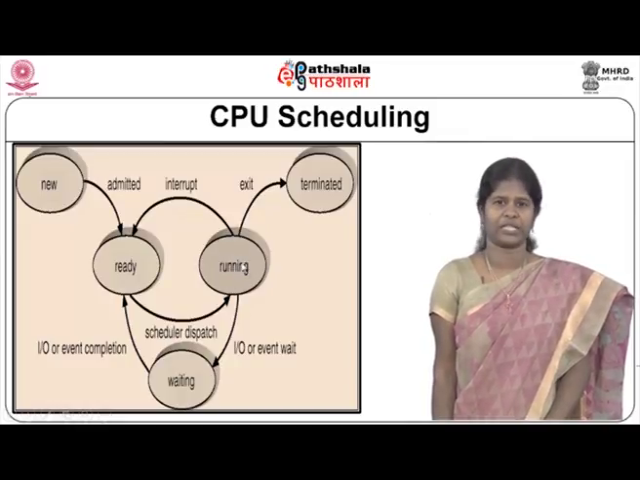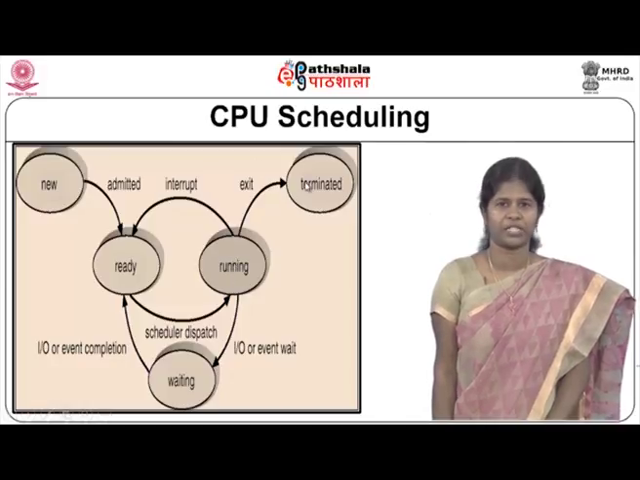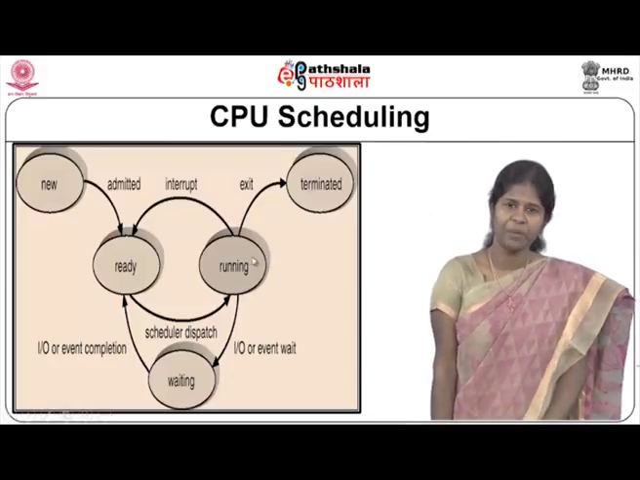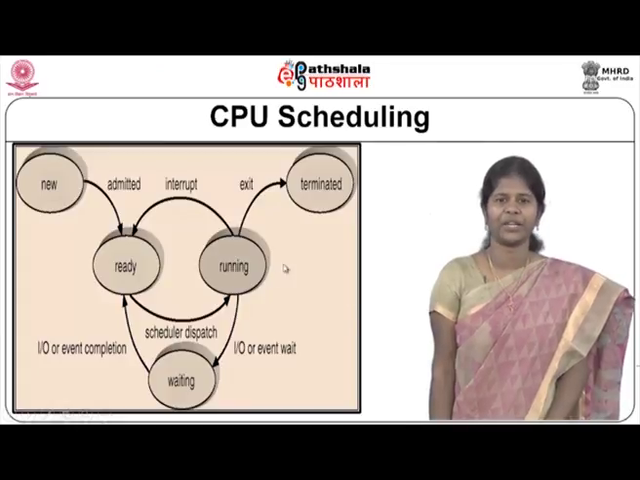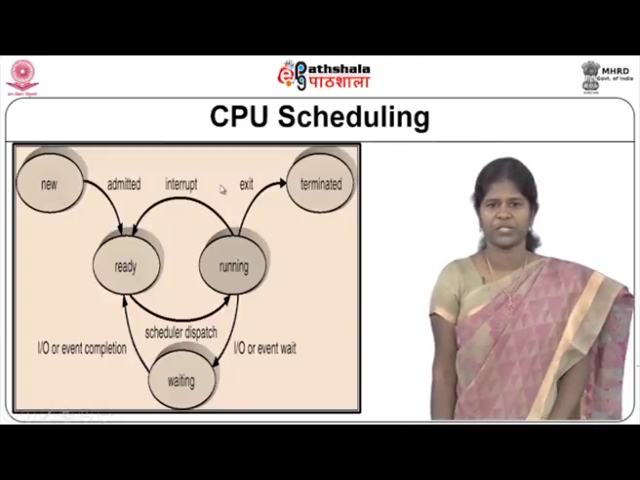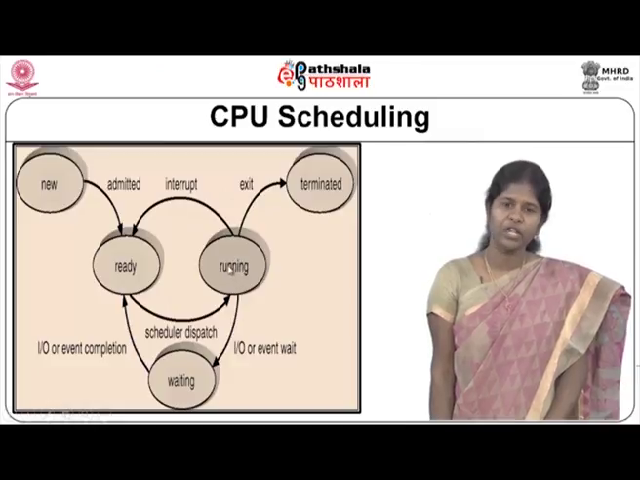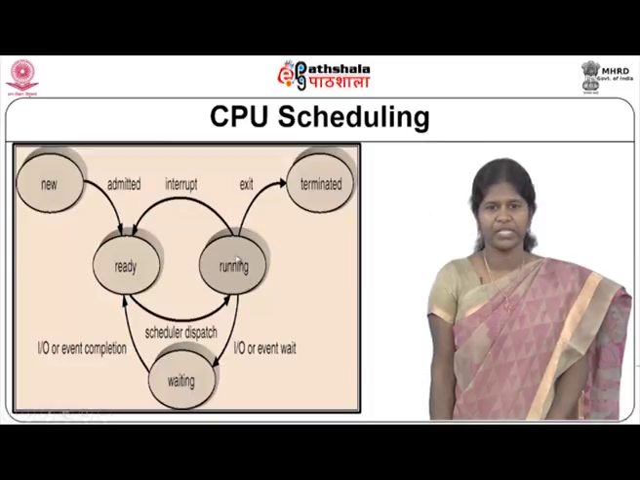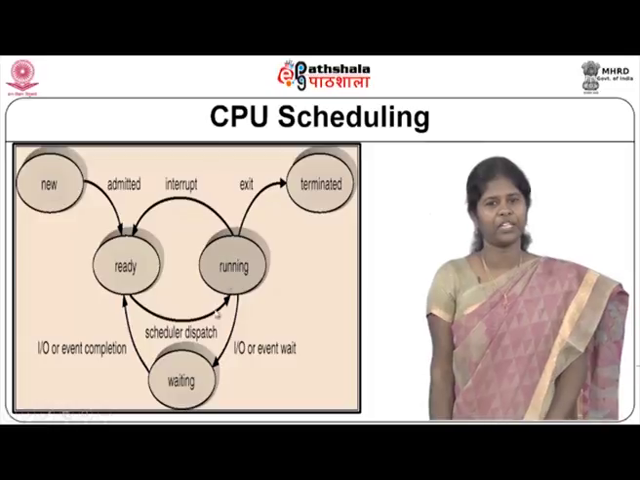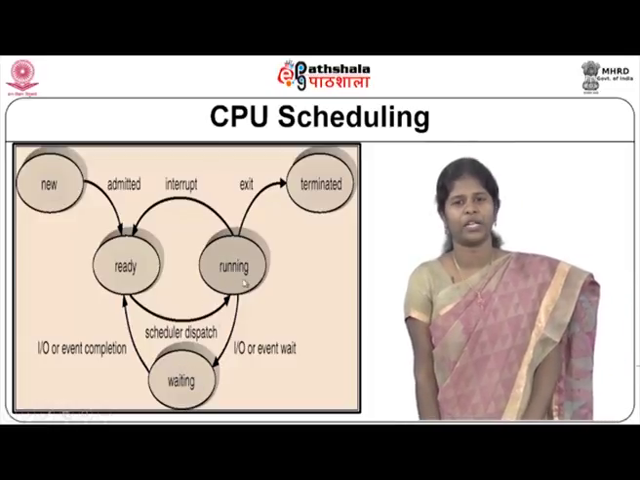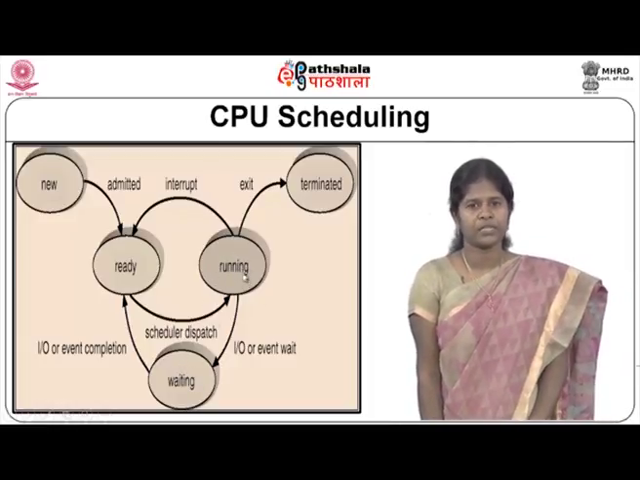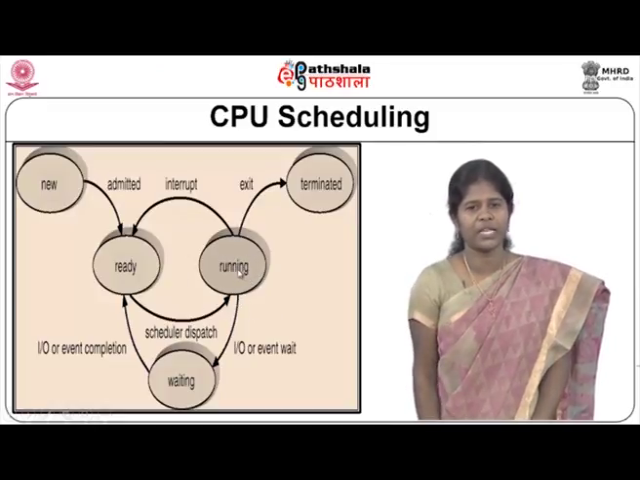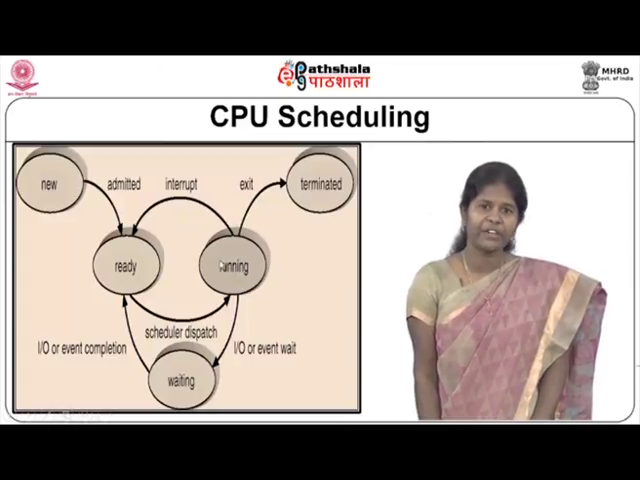And say a process is currently running and the process gets terminated. Now the CPU is not being used by anyone and again the CPU scheduler will run to pick up one of these processes. And then it is also possible that the running process can go to a waiting state, which means that again the CPU is free, is not being used, and another process is picked up and is given the CPU.